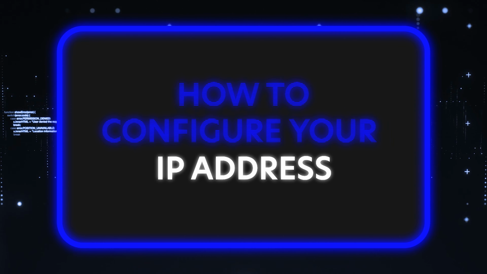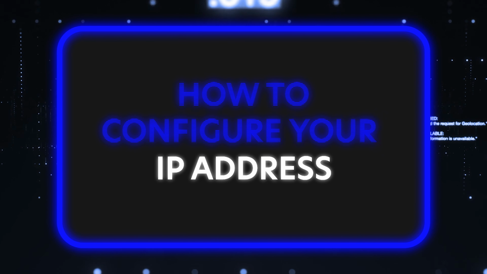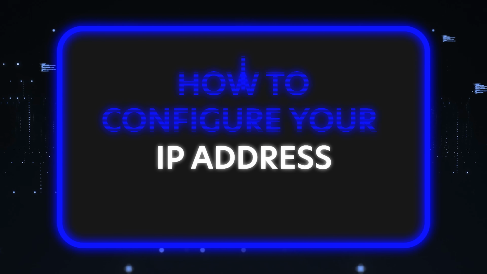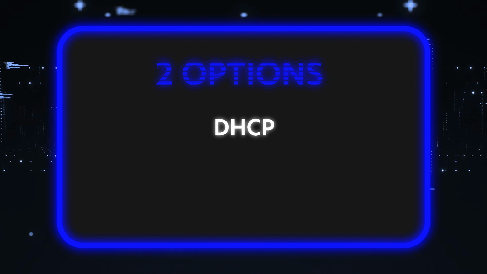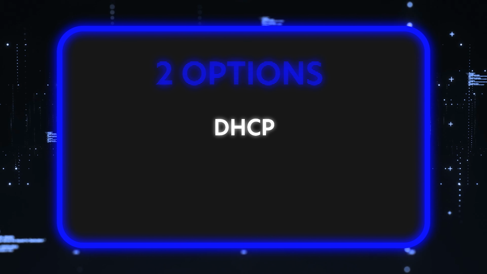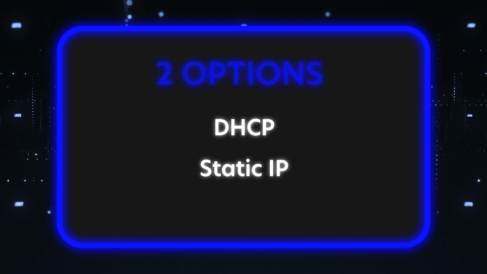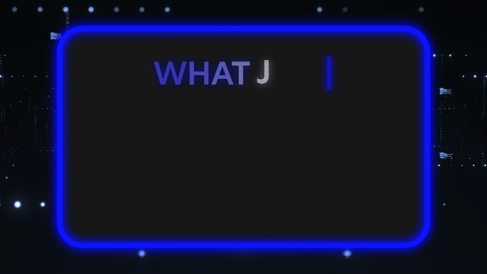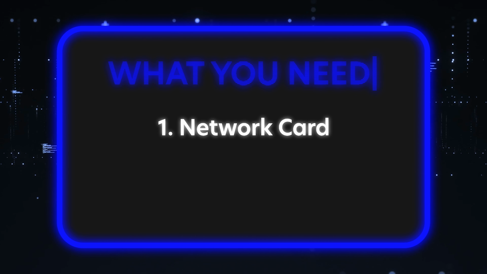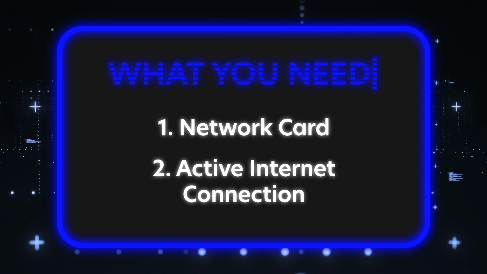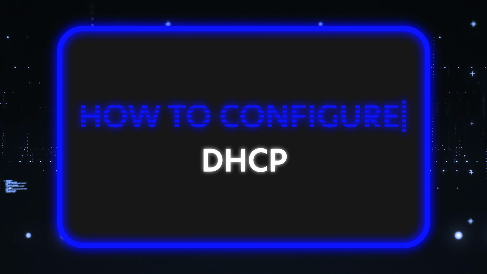Hey, this is Mason with Cloud Ninjas, and today I'm going to show you two different ways to configure your IP address. DHCP, which will automatically set an IP address for your server, and static IP, which will be manually entered into your server. The things you will need are your network card and an active network connection. So first, let's start with DHCP.